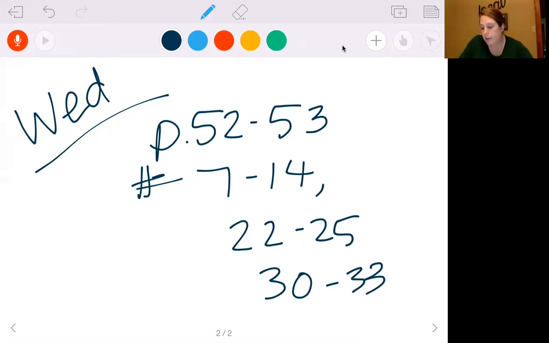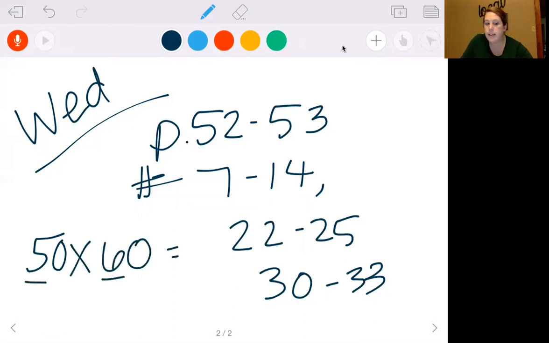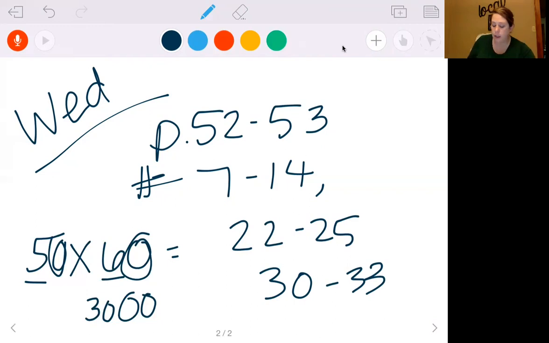So if we had 50 times 60, we multiply our non-zero digits. 6 times 5 is 30, and we add these 2 zeros. So we get 3,000. So that's what you're doing on the last ones, 30 through 33, and you're just going to put the letter as well. This should be really simple.